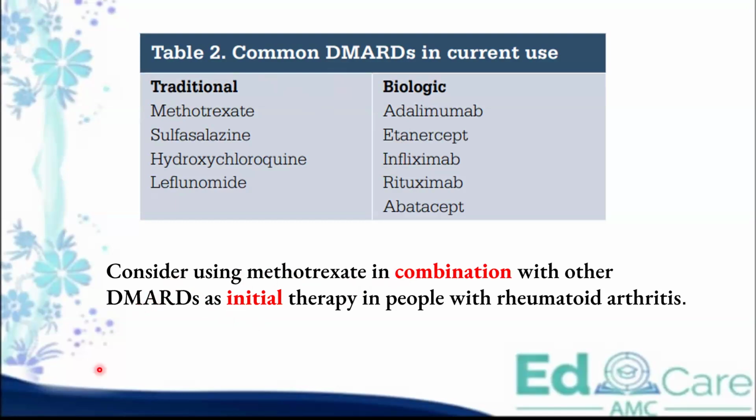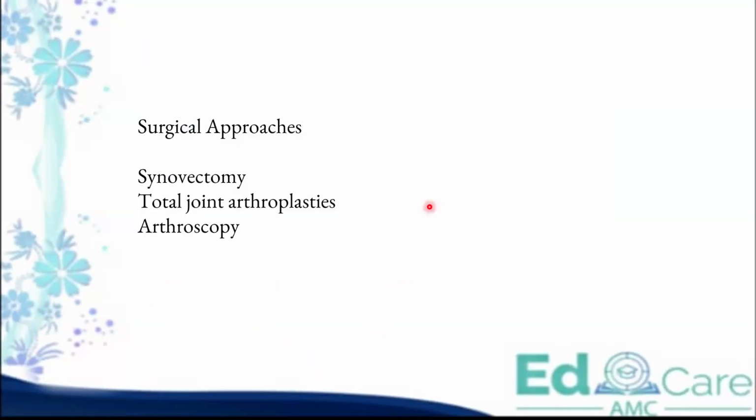They tend to ask you in AMC a lot of the questions, like I said, what is your next best management or what is the initial treatment, right? So this is straight off their guideline. Initial therapy, you consider methotrexate plus another DMARD, right? And there are some surgical approaches. You don't need to know them in detail, right? Just know that there are some surgical approaches.